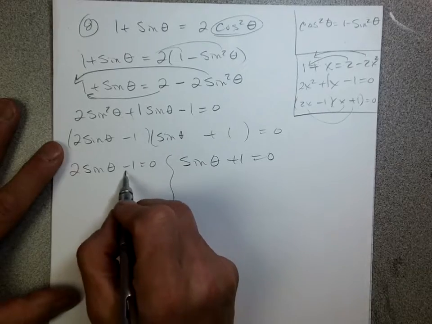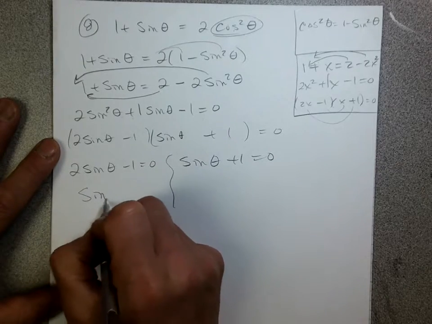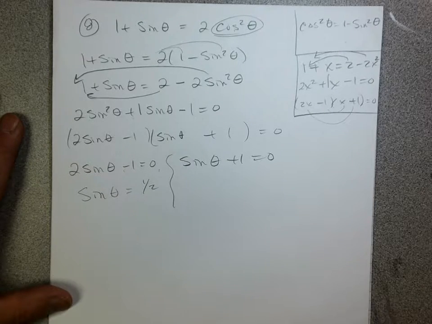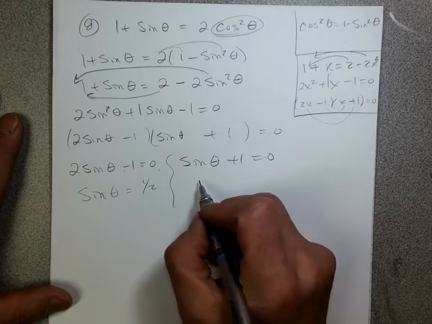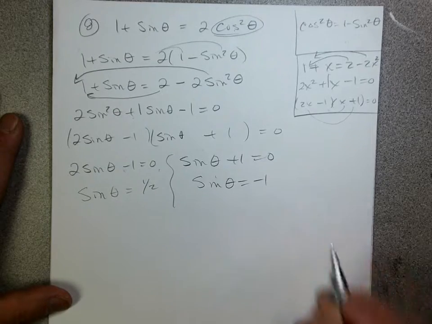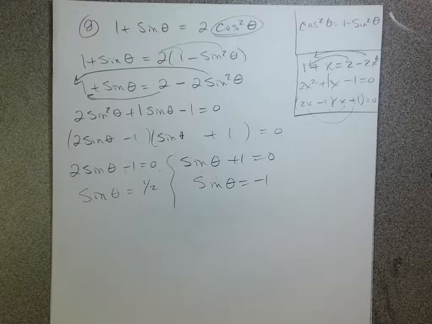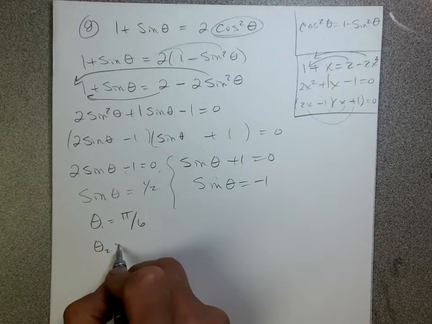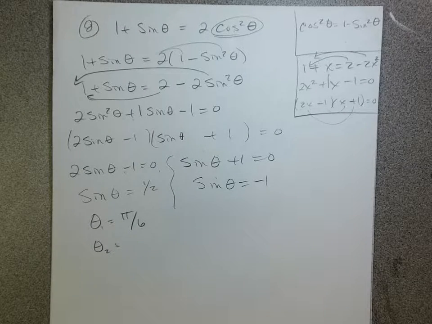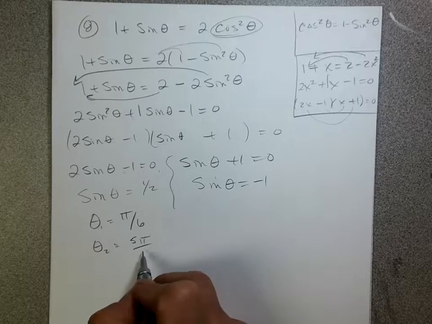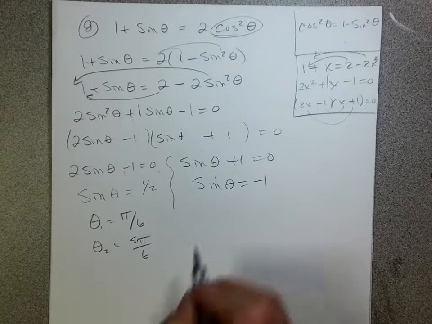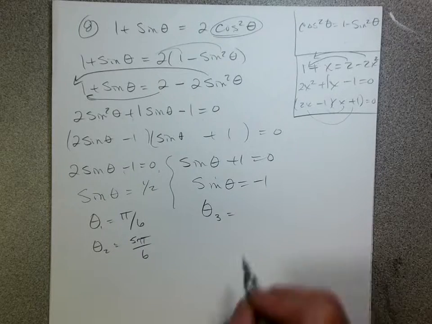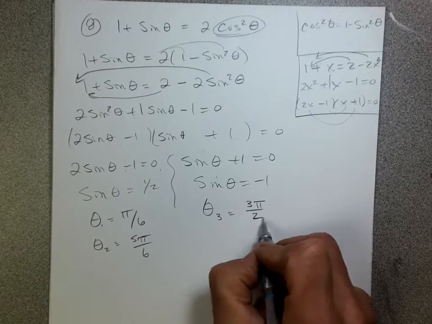If I bring over the 1 and divide by 2, I'll have sine theta equals 1/2. You okay with that? Add 1, divided by 2? Yeah, easy, Mr. Davies. I know how to do that. And over here, sine theta equals negative 1. Okay, unit circle. 1/2 for sine is at pi over 6, and 1/2 for sine is also at 5 pi over 6. And negative 1 for the sine value is at 3 pi over 2. And that is it.